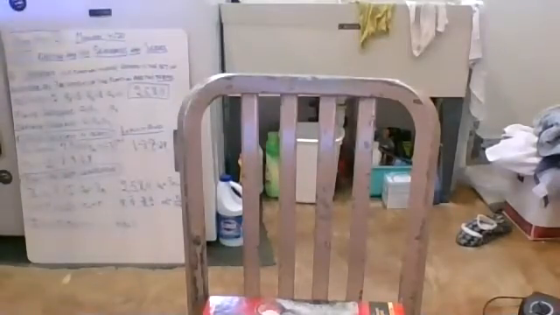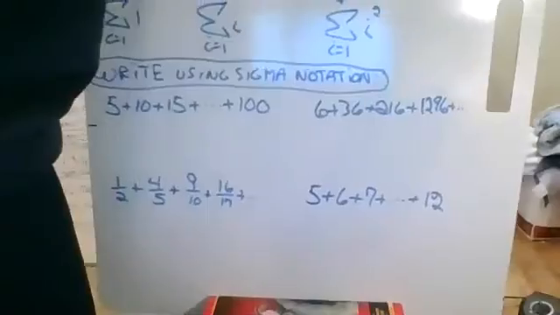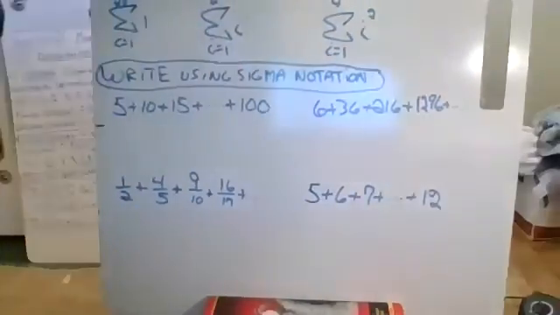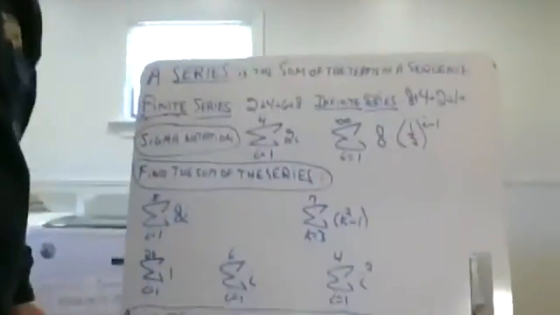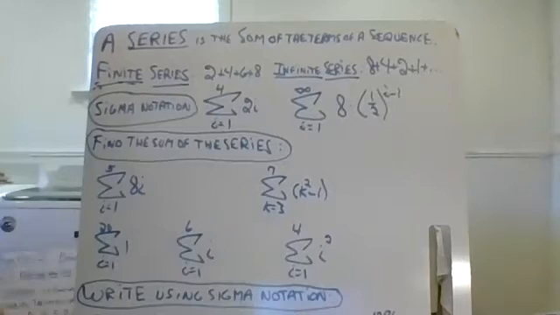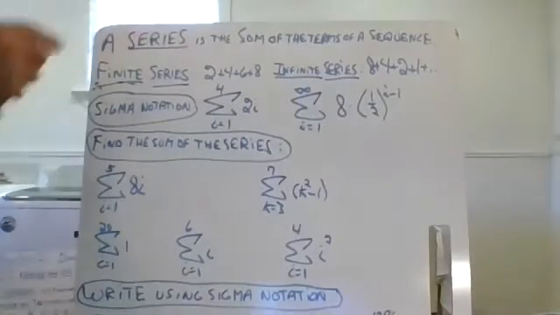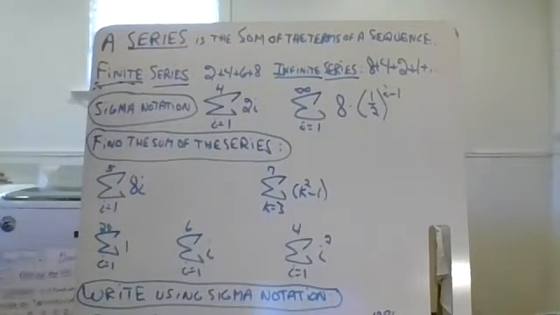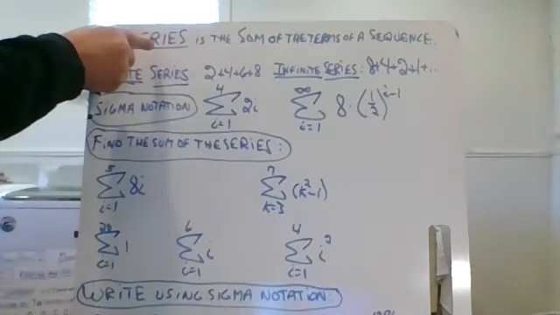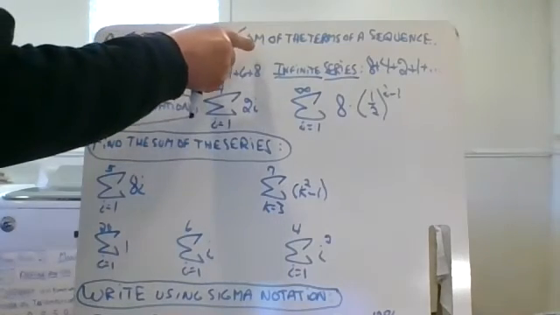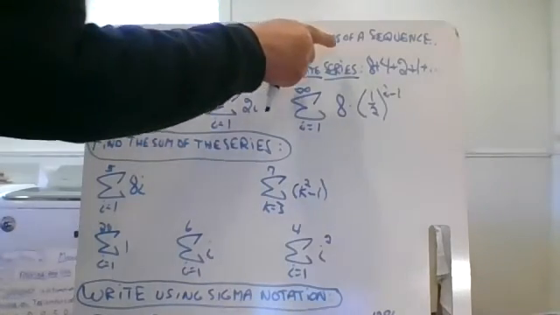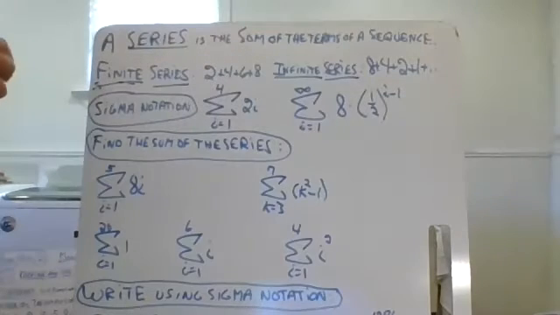All right. Now, in your notes, let's push it back up again. We want to do series. A sequence was a function. The outputs of the function were the terms of the sequence. A series is the sum of the terms of a sequence.